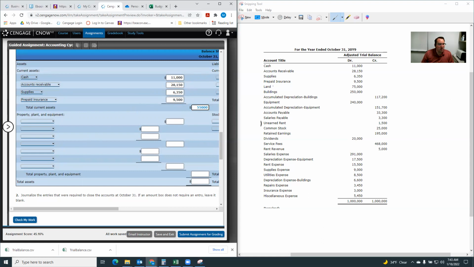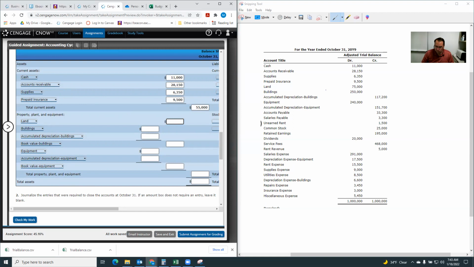Then we're going to have our property, plant, and equipment, which will include our land, our buildings, less any accumulated depreciation on the buildings, and our equipment. Oh, so this is going to have us do the book value of the buildings. Book value is just the cost of the buildings minus the accumulated depreciation. And then we'll have equipment, minus any accumulated depreciation on the equipment, which will give us the book value of the equipment.